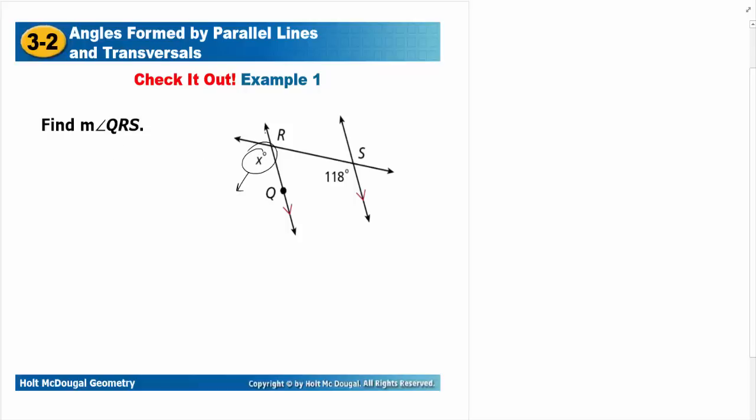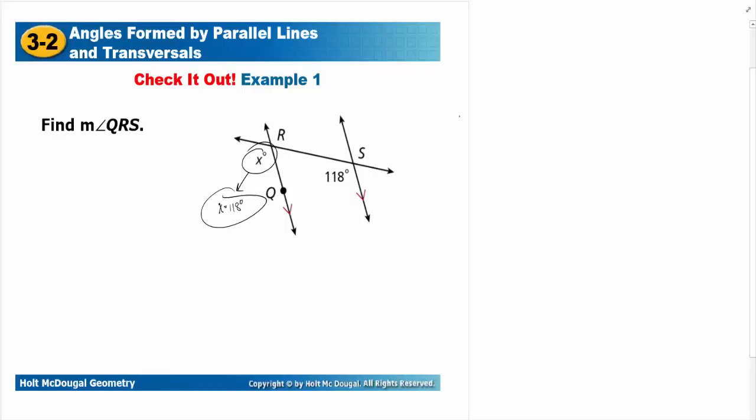See how this line coming across here is a transversal. These two lines here, which are parallel, are our parallel lines. So these are corresponding angles, and because these lines are parallel, we can say that they are congruent. So x is 118.